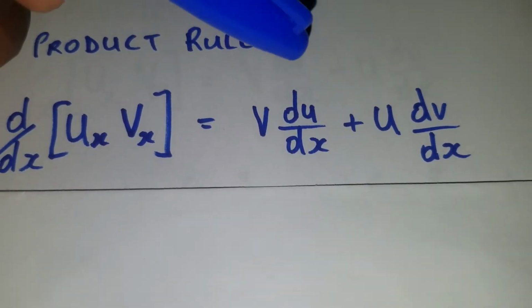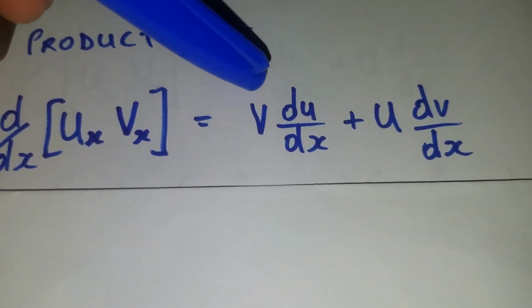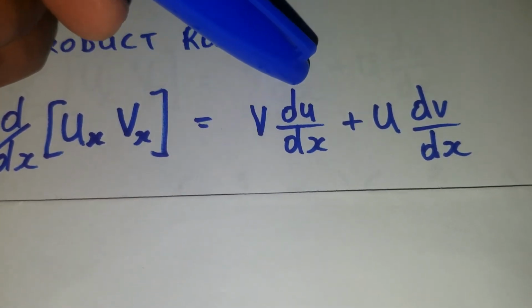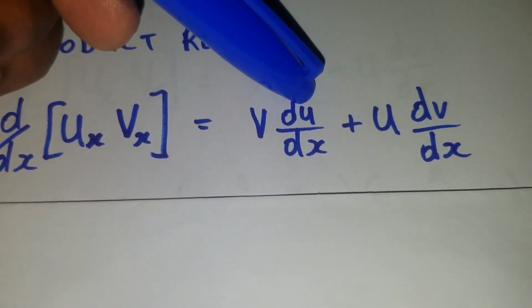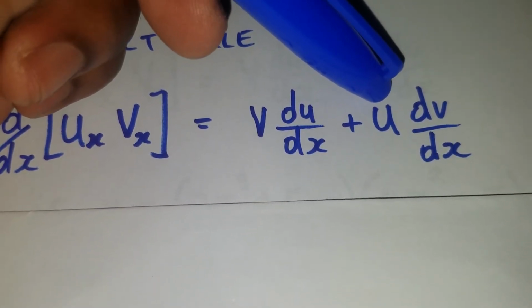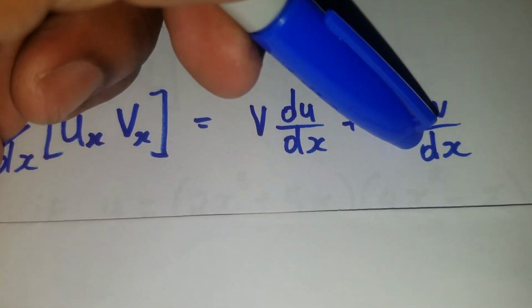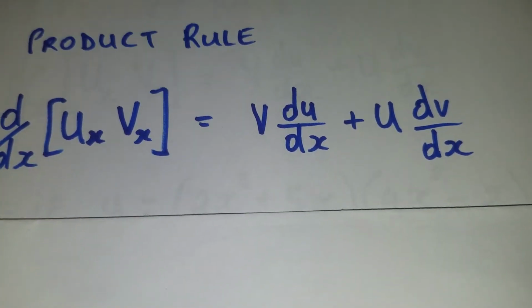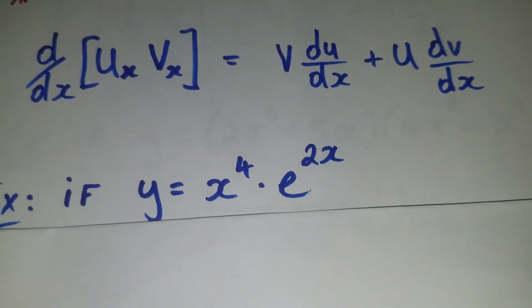Now, to do that, we have to follow this rule. We're going to multiply the function v by the differential of the function u, du dx. Then we're going to add the function u multiplied by the differential of the function v, dv over dx. And this is the product rule. Now let us try and apply it.